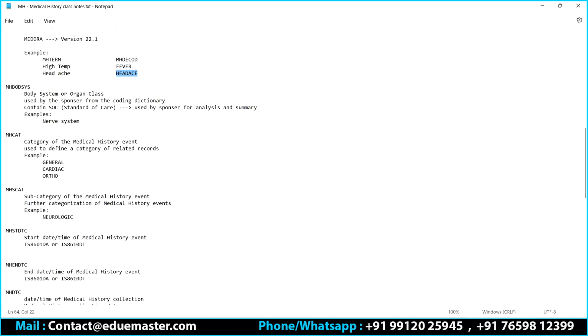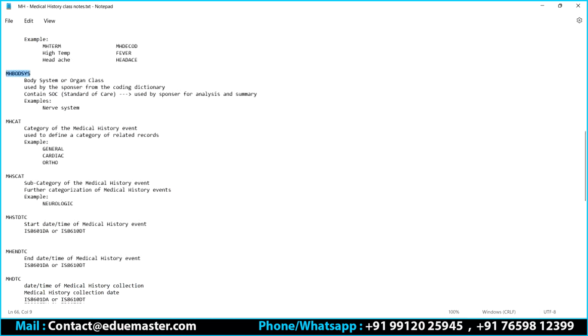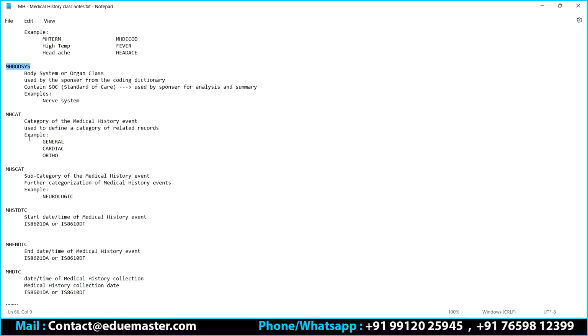Then we have MH body system, which is the body system or organ class we are talking about. Who is going to define this? This will be used by the sponsor, either from the coding dictionary, or from the SOC. What is SOC? Standard of care.